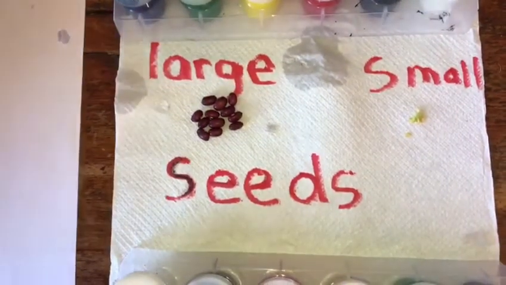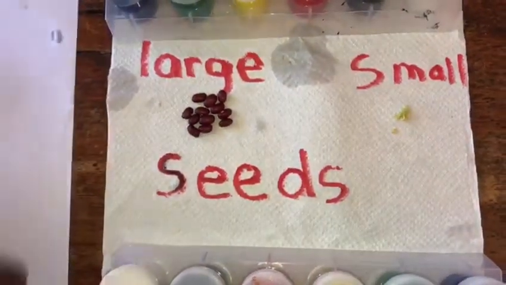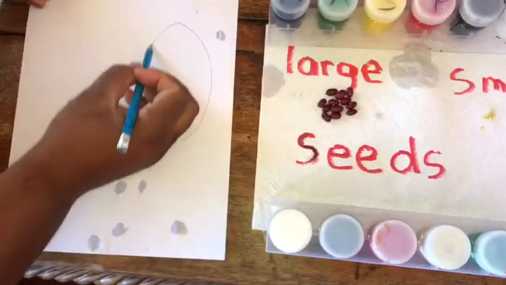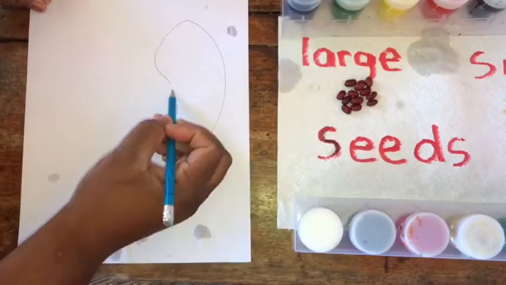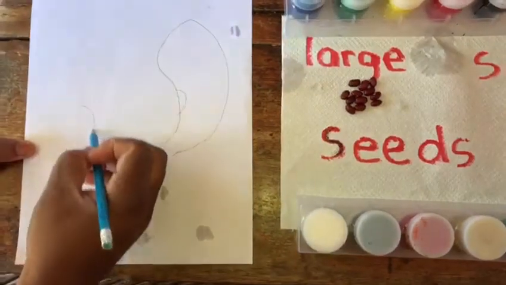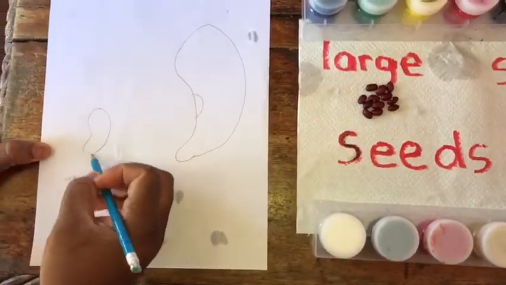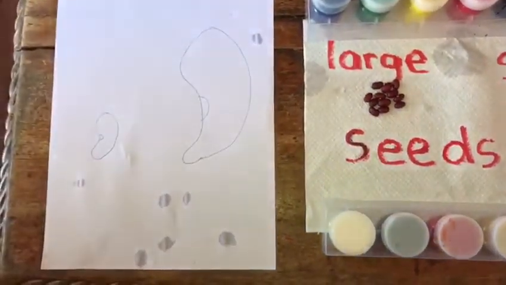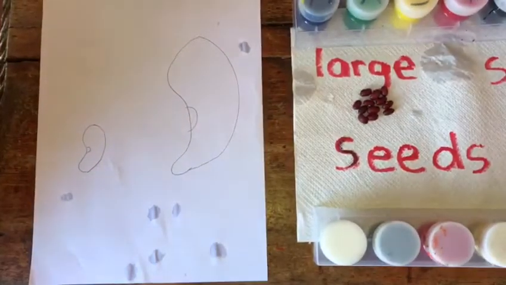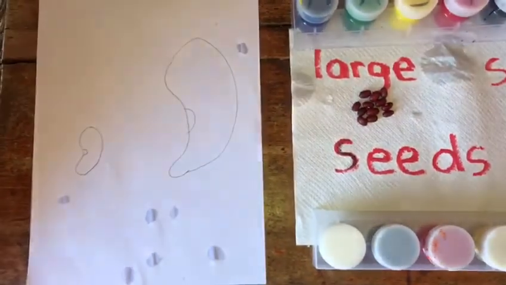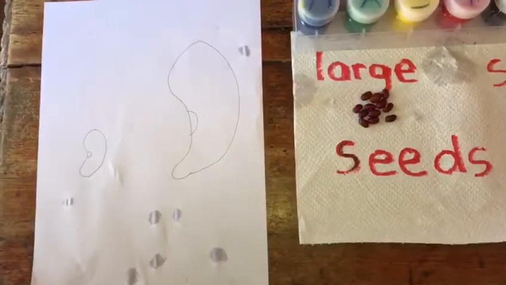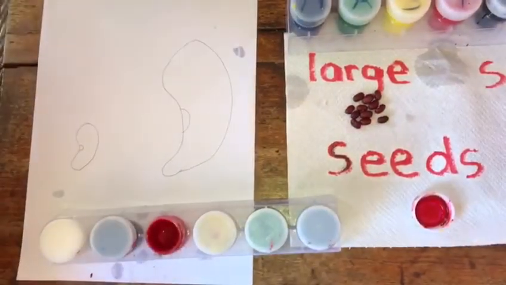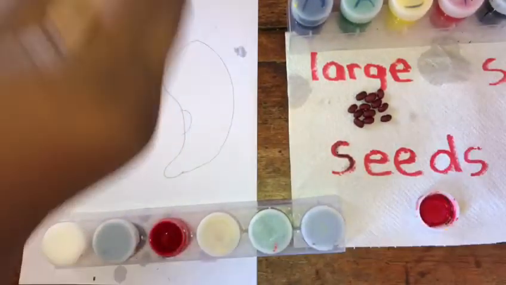All right, so today we are going to draw and color some large and some small seeds. So here I am drawing a large seed and a small seed over here. You can color it with your crayons or you can paint it. So we are going to use paint. Here I have some paint. I'm going to paint my large seed using red paint.